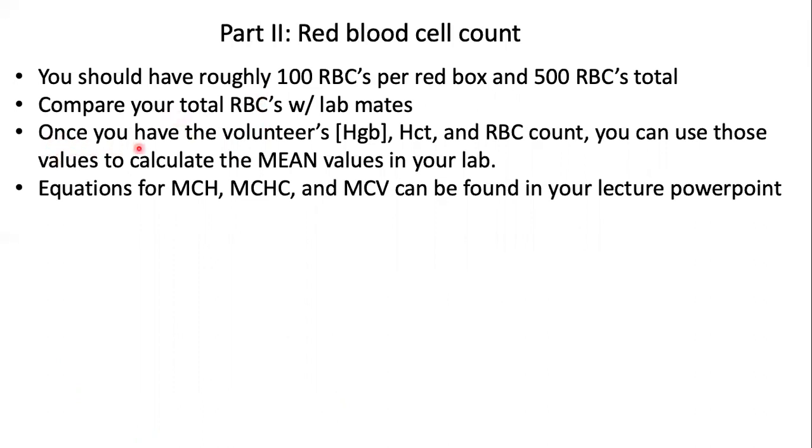Once you have your volunteers' hemoglobin concentration, hematocrit, and red blood cell count, I then want you to use those to calculate the mean values on the back page of your lab. It might be hard to read the equations in the handout, so use the equations for these calculations in your lecture PowerPoint. All of the stuff that I've discussed in this lab is fair game. So you want to be thinking about what I could have you identify, what I could have you do, could I have you read hematocrit, et cetera, for the lab exam coming up.